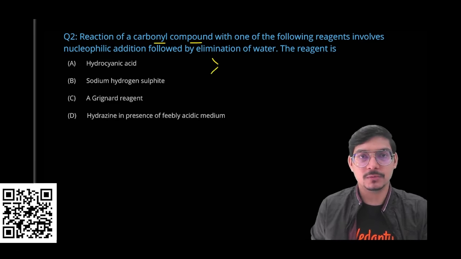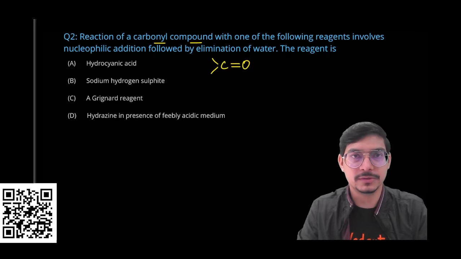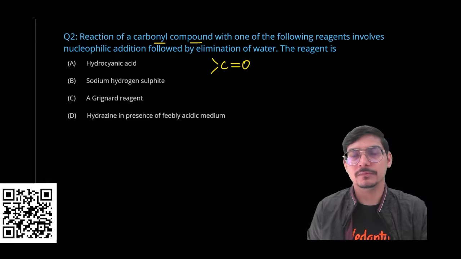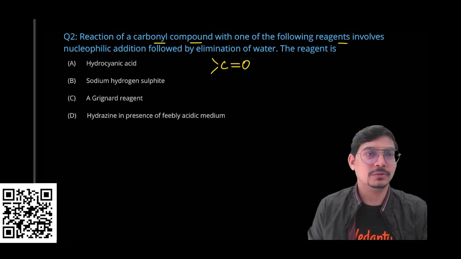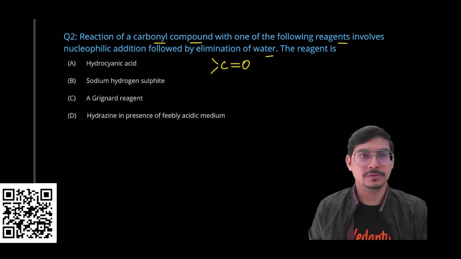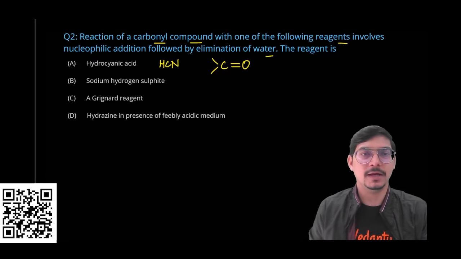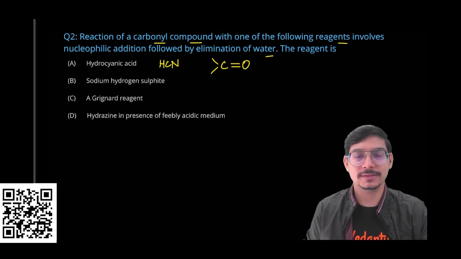A carbonyl compound is a compound that contains this functional group, carbon bonded to oxygen through a double bond. So reaction of a carbonyl compound, which one of the following reagents involves nucleophilic addition followed by elimination of water. So that reagent is hydrocyanic acid, HCN, and it adds as H plus and CN minus.